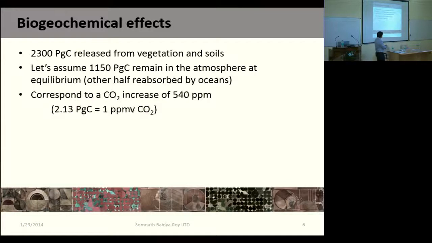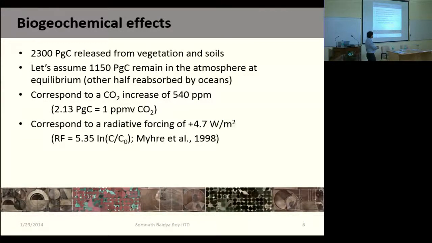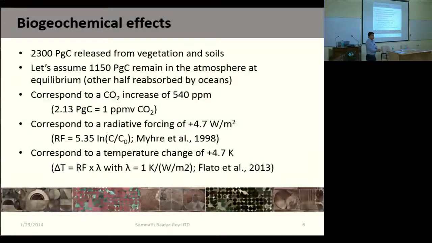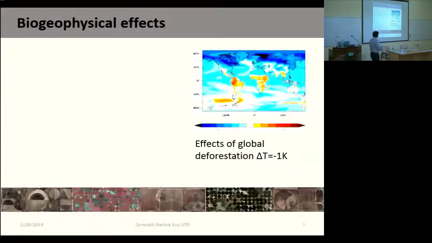What happens then is this is equivalent to an increase of 540 parts per million, more than doubling of atmospheric CO2, which leads to a radiative forcing of almost 5 watts per meter square and a temperature warming of 5 degrees. So that's what the land surface does with respect to CO2. It's a very important thing. Obviously, we don't expect this to happen at that massive scale, but that's the extreme impact that land cover can have.